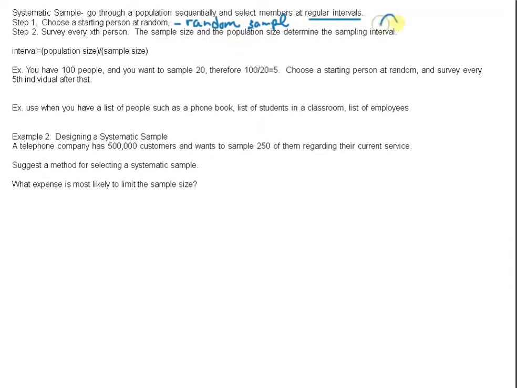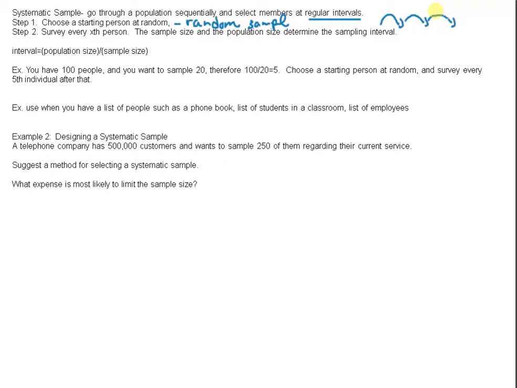So for example, every third person. But it's so important to choose the first person at random because, for example, if you chose every third or fifth or 10th person, those first couple people are never ever going to get chosen. Okay, so choose a survey every 6th person.